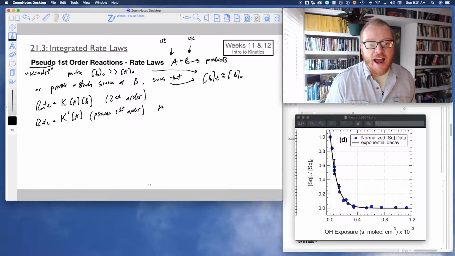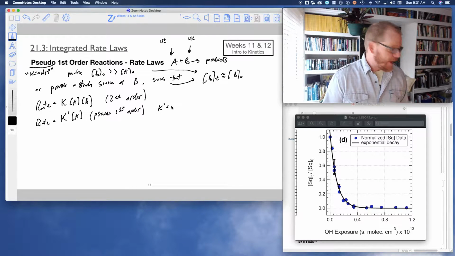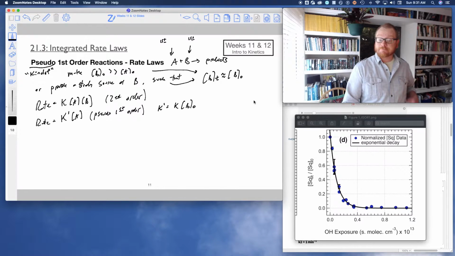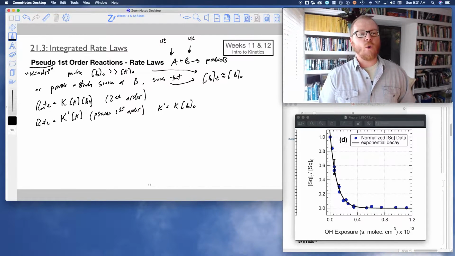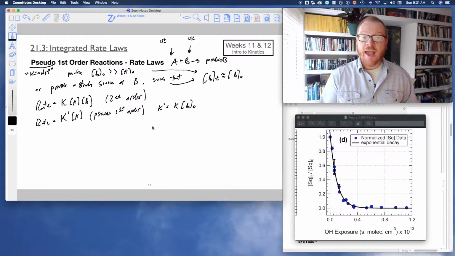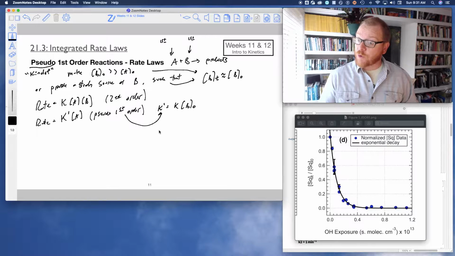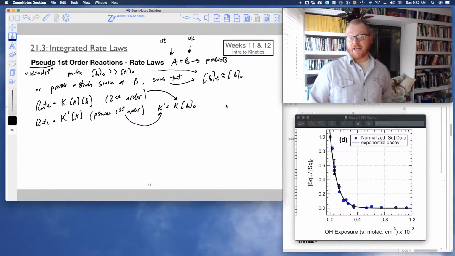And we recognize now that k prime, the pseudo first order rate constant, is going to equal the second order rate constant times the initial B concentration. Okay? So in other words, we absorb this B concentration into k, and we get a pseudo first order rate constant. So I'll say our pseudo first order rate constant is k prime with the appropriate units of 1/seconds, and our second order rate constant is this k right here.